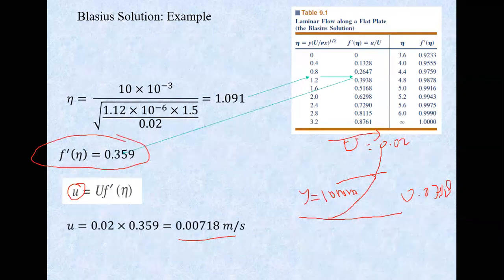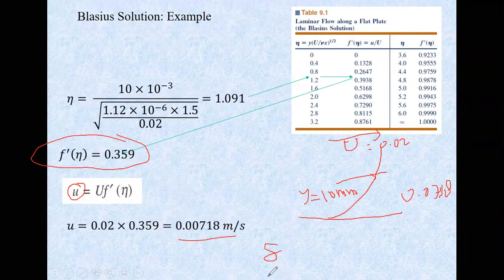So that's an example of boundary layer. You can calculate any other parameter on this flow. For example, you can calculate delta. What's the boundary layer thickness? What's the boundary layer displacement thickness? What's the boundary layer momentum thickness? What's the tau w? You're able to calculate all of them using this approach.